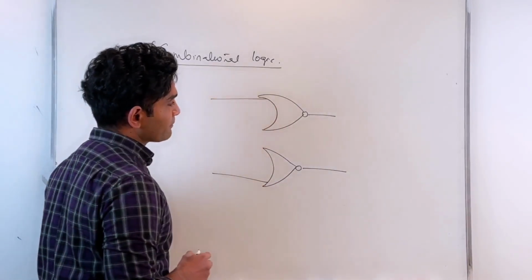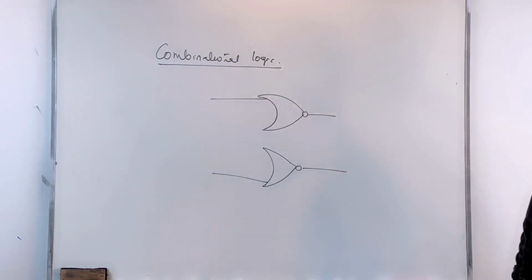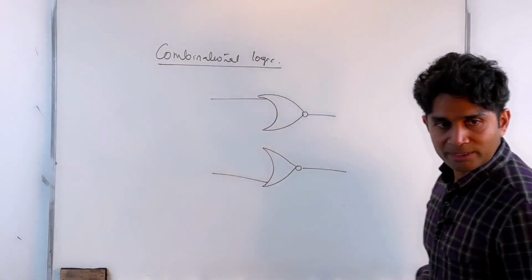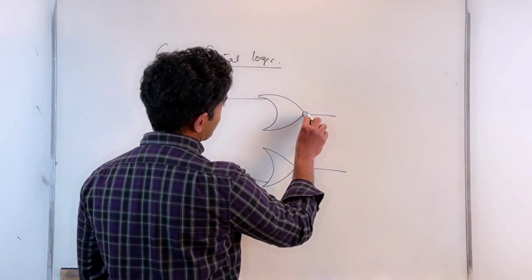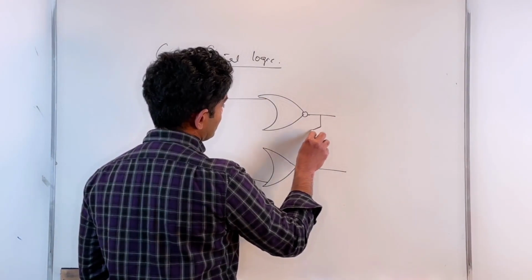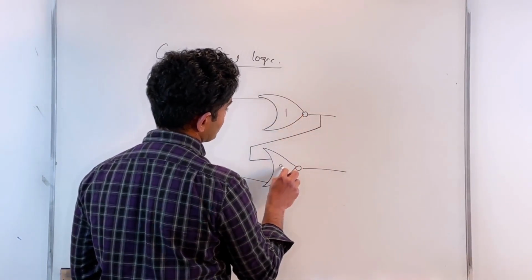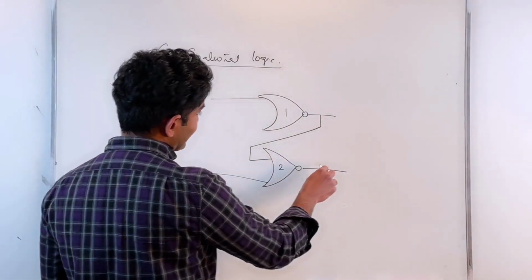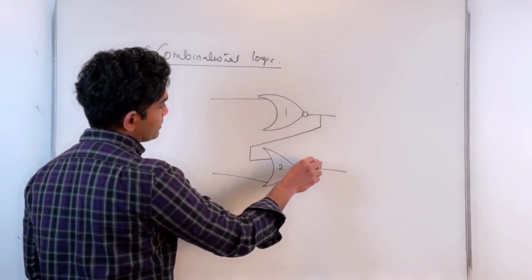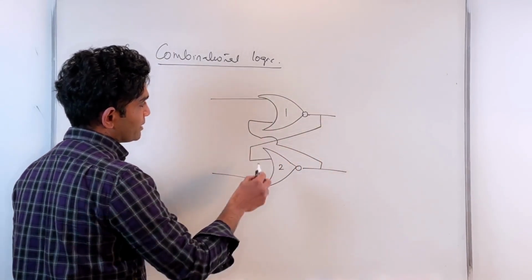So far, we never saw any circuit that consisted of a feedback, but now we will start looking at circuits that can have some feedback. Here I have the output of one of the NOR gates going as input of the second NOR gate. So we call that 1 and 2 NOR gates. And the output of the second NOR gate going as the input of the first NOR gate.